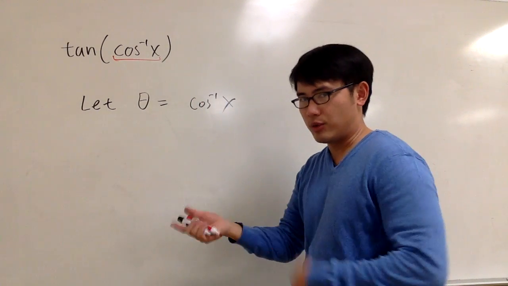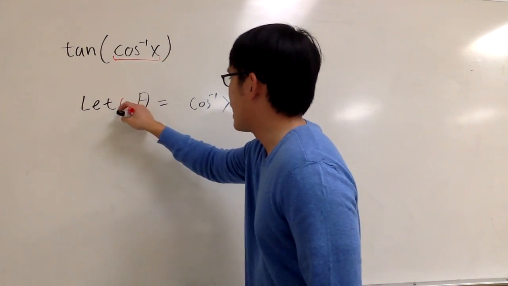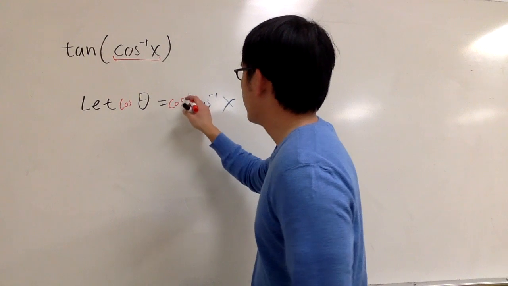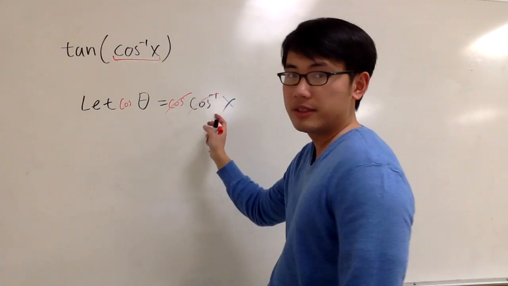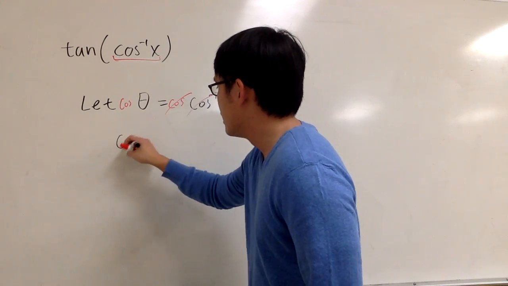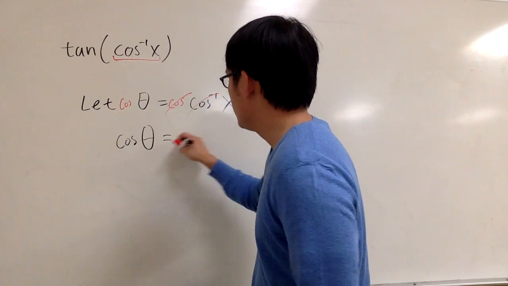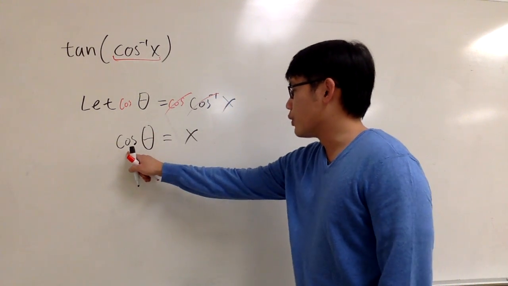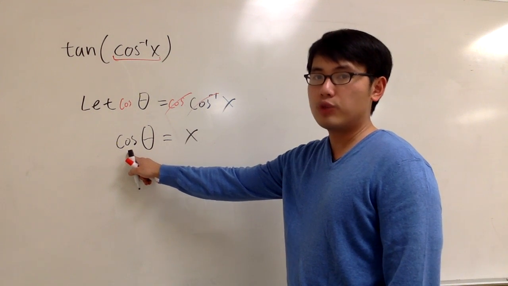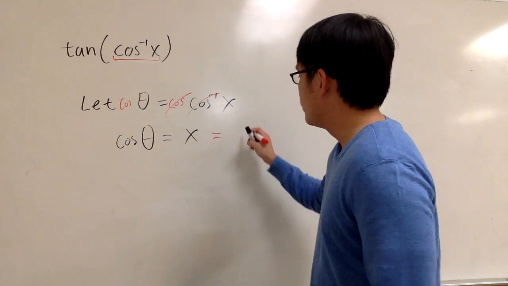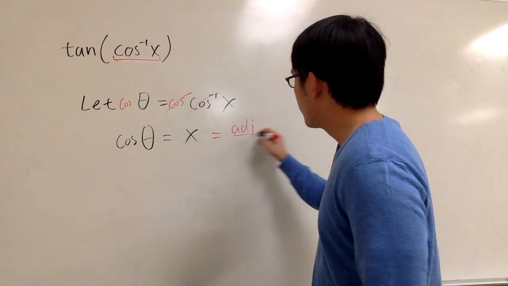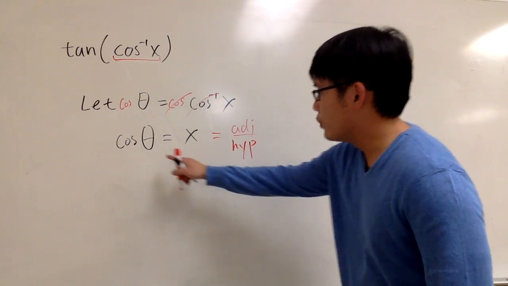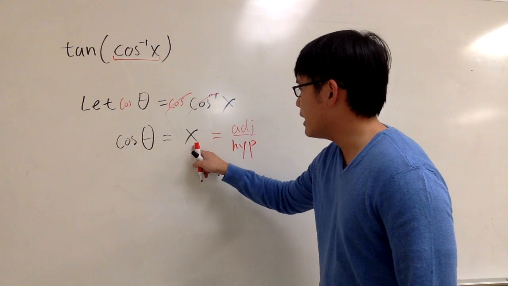And we can change this back and forth because I can now apply the regular cosine on both sides. This way I can cancel the regular cosine and the inverse cosine, and I'm talking about cosine of an angle is equal to x. And we have to refer back to the definition of cosine in the right triangle. This means we have adjacent over hypotenuse. And we're talking about cosine of an angle is equal to x.